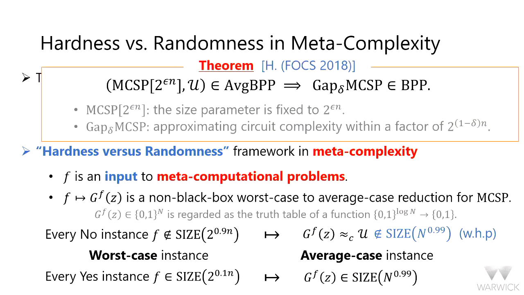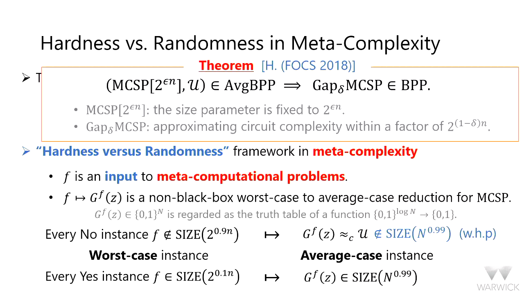More formally, by making this argument formal, we can show that if MCSP is easy on average, then MCSP can be approximated in the worst case. Any questions so far? Okay, that's the idea of the proof.